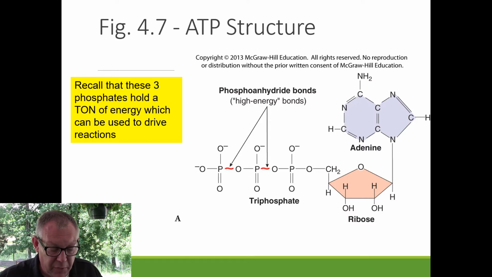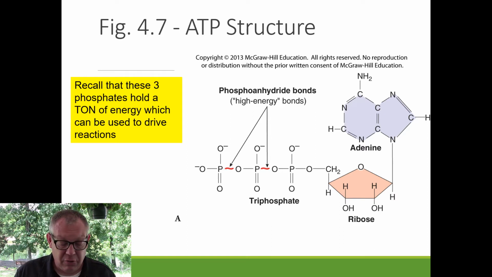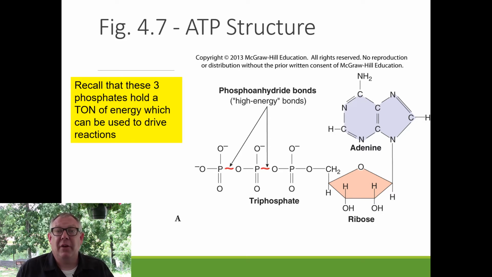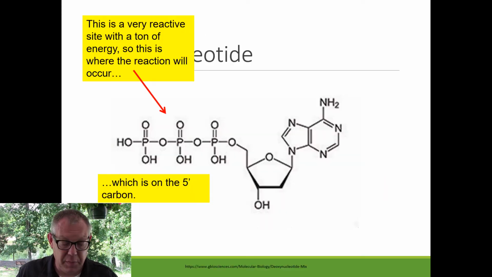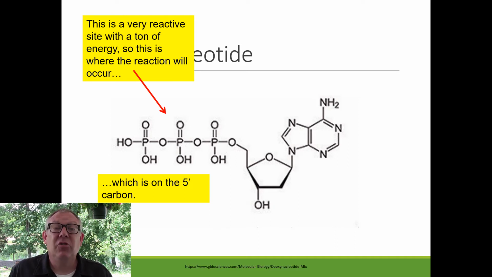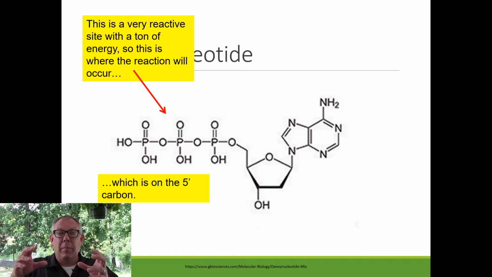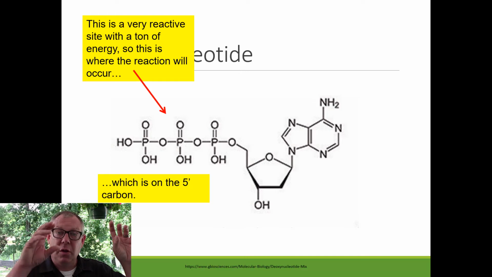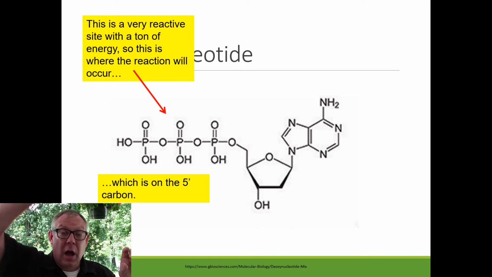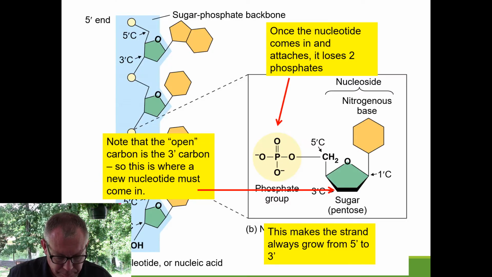And this is that figure we looked at before, that those 3 phosphates have a ton of energy that can drive reactions. Well, this is an example. We're going to use that energy to help build a new DNA strand. And we're going to use the ATP itself as one of the building blocks. But again, those are attached to the 5' carbon. And so they're already on the 5' carbon of the new nucleotide. They're going to react and attach to the open 3' carbon of the strand that's being built.